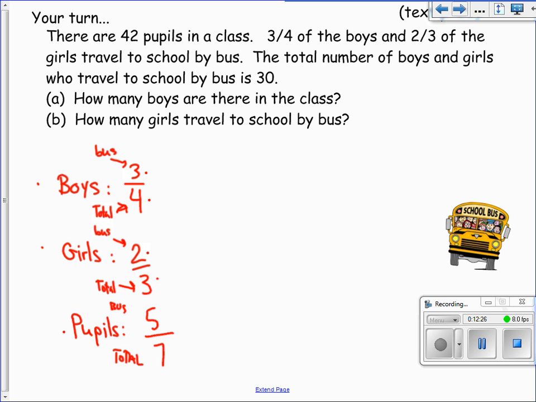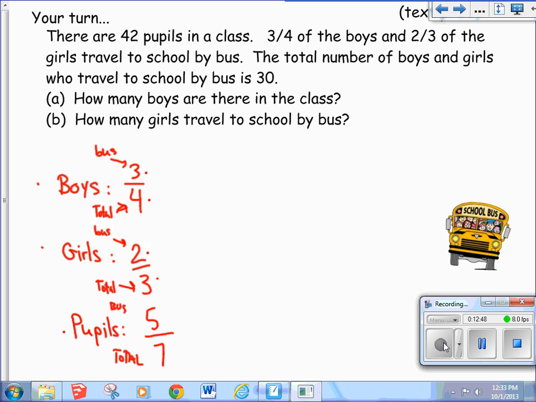So our new ratio is 5 bus riders for every 7 pupils, right? We know literally, though, that there aren't a total of 7 pupils, right? How many pupils do we have all together, Vaishu? 42. I want you and your partner to finish this problem from here and answer both questions. Call me if you need help.